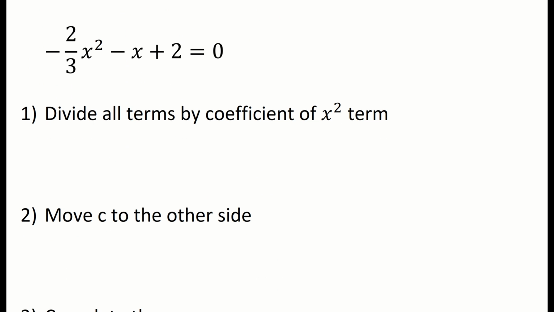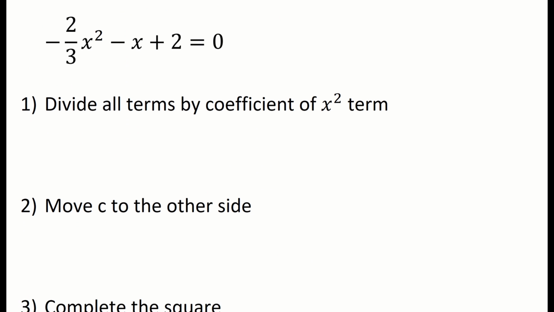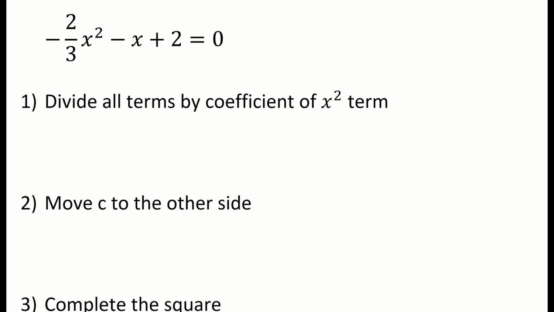So our last question is negative 2/3 x squared minus x plus 2 is equal to 0. And we're going to start by dividing all terms by the negative 2/3. So we're dividing by negative 2/3. Remember, what you are really doing here is multiplying by negative 3 over 2. So we're going to go ahead and multiply every single coefficient by negative 3 over 2.